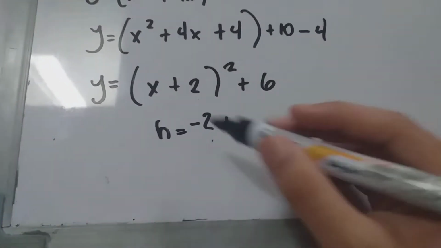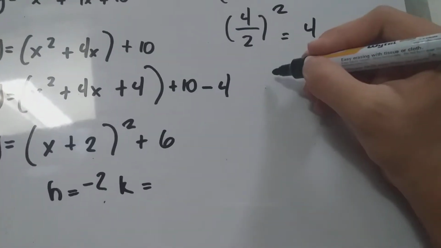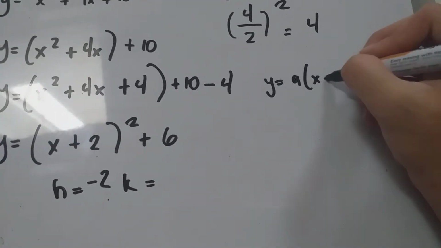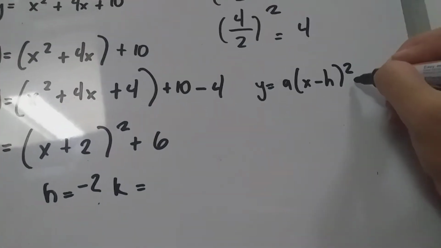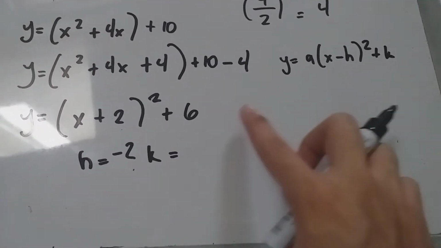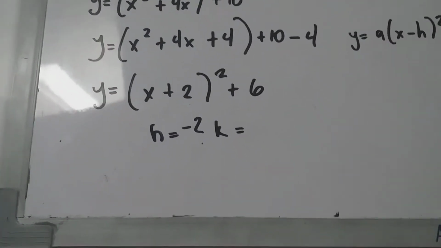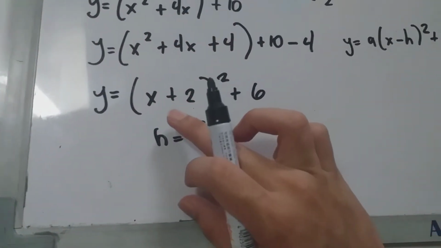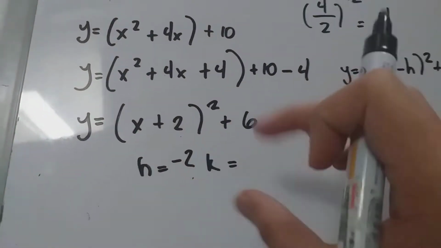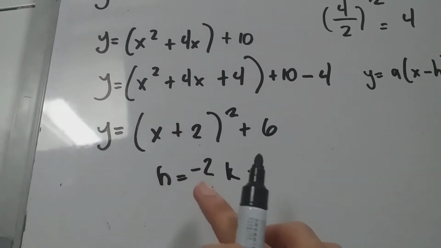Because if you substitute it into the formula of vertex form, y equals a(x minus h) squared plus k, you just have to substitute the value. That's just the rule already. The sign of h will always switch. So if this is a positive, it becomes a negative. If this is a negative, it becomes a positive.